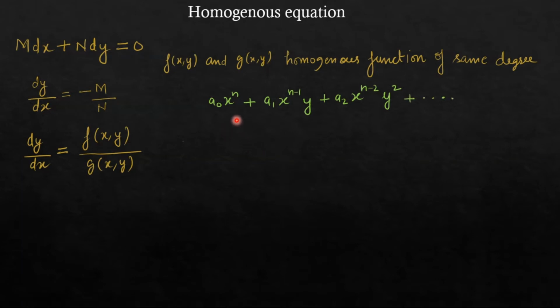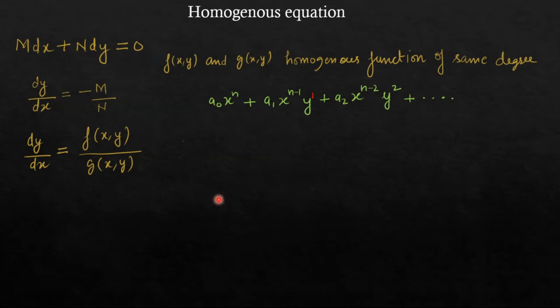Now if you see here, in the first term the total power is n, and here also n minus 1 plus 1, the total power is n. Here also n minus 2 plus 2, the total power is n, and so on. So the total power involved with x and y is the same in each term inside a function. Then it is known as a homogeneous function. And the total power, which in this case is n, is known as the degree of the homogeneous function. Because the total power in each term is n, the degree will be n.